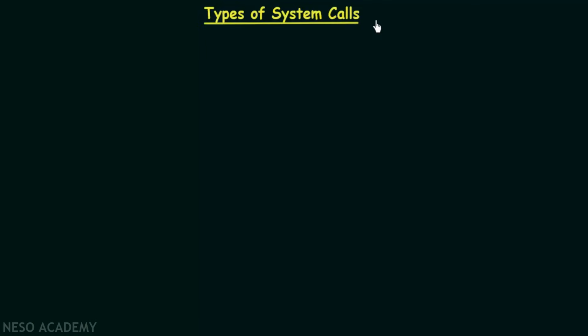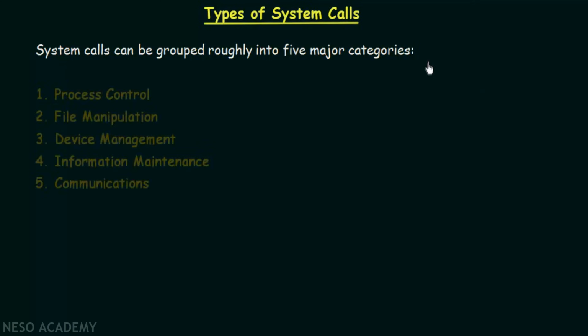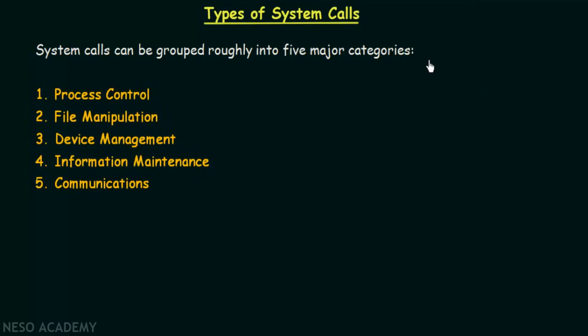In the previous lecture, we studied system calls, and in this lecture, we will be seeing the types of system calls. System calls can be grouped roughly into 5 major categories. We'll see how we can group our system calls into these 5 categories, and what the differences are between these categories of system calls.